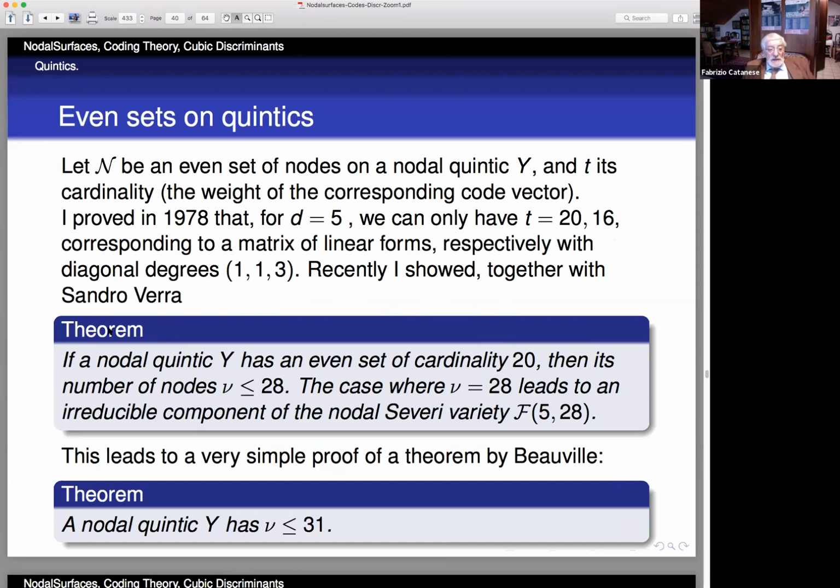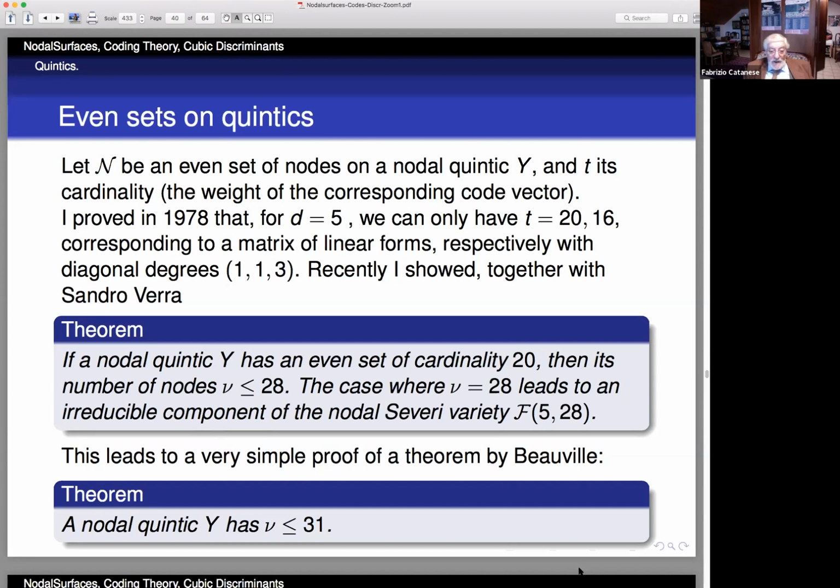Recently, I showed together with Sandro Verra that if a nodal quintic has an even set of cardinality 20, then its number of nodes is at most 28. And the case where nu equals 28, via Prym theory, leads to an irreducible component of the nodal Severi variety of quintics with 28 nodes. So this leads to a simpler proof of Beauville's theorem that a nodal quintic has at most 31 nodes. And the main point is that there are even sets of cardinality 20 or 16, but if you have an even set of nodes of cardinality 20, the number of nodes is 28.